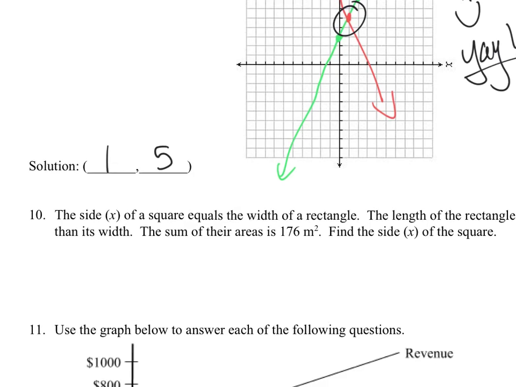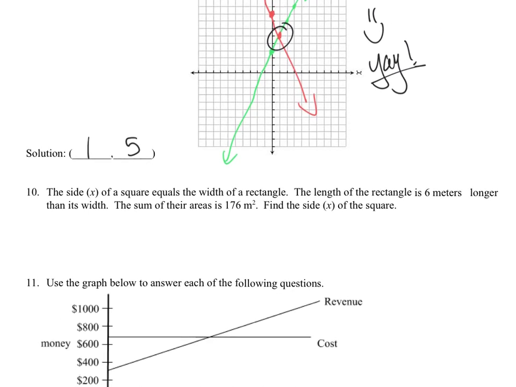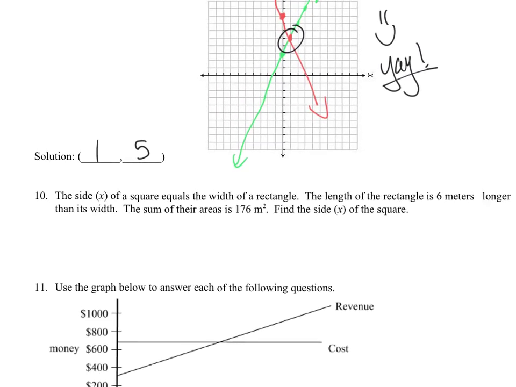Yay. Okay. Down to number 10. The side of a square equals the width of the rectangle. So this one was really visual. If you just read this, some of you might get it, some of you might not. So definitely draw it out, right? So I have a square here with a side of x, and that shares a side of a rectangle, shares the width of the rectangle, and makes a length, right?